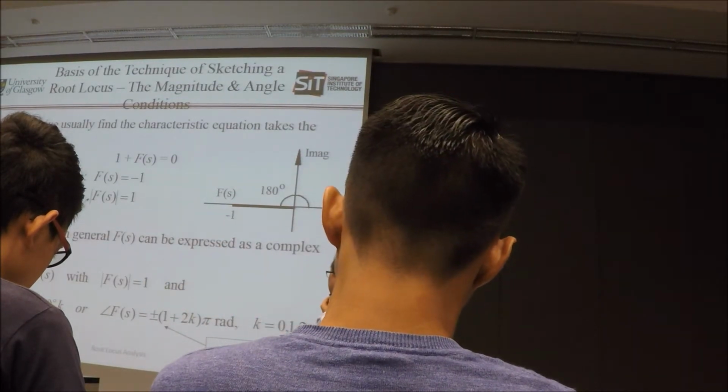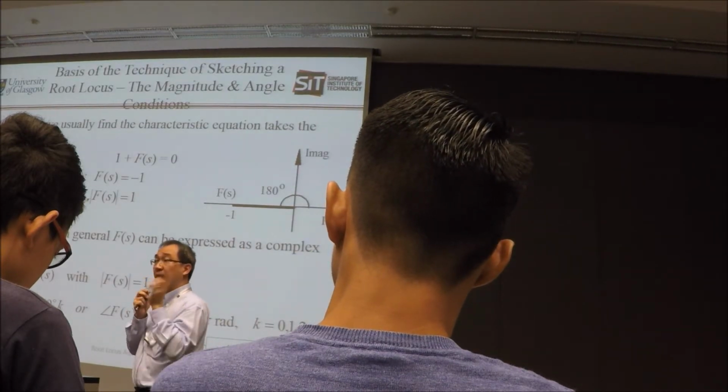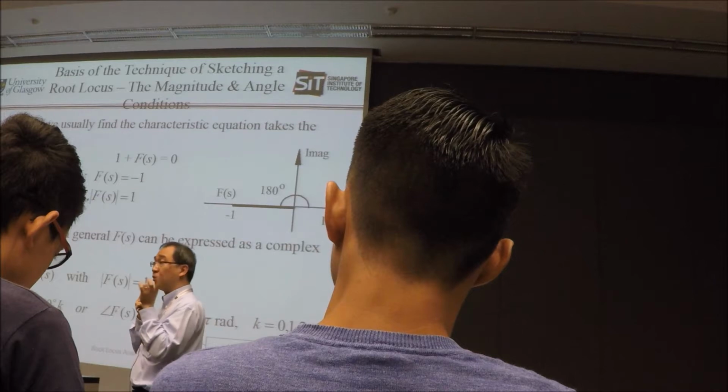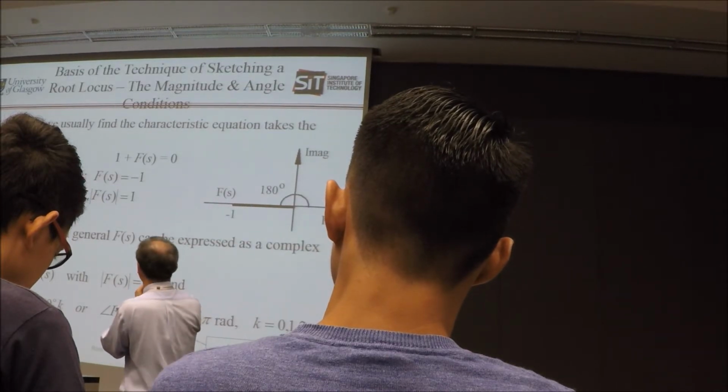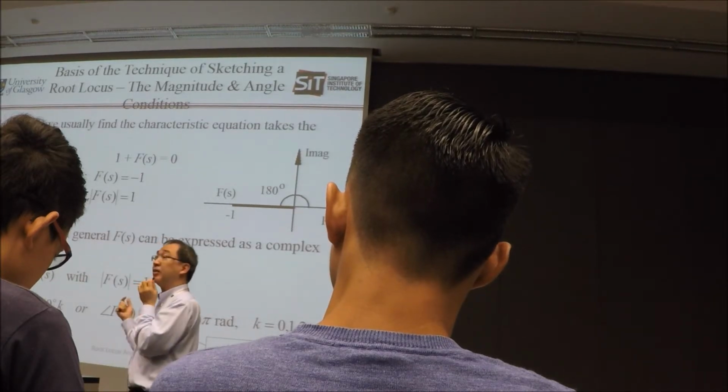So two things. One is the magnitude condition: the magnitude of F(s) has to be equal to 1. The other one is that the complex function F(s) has to be 180 degrees.